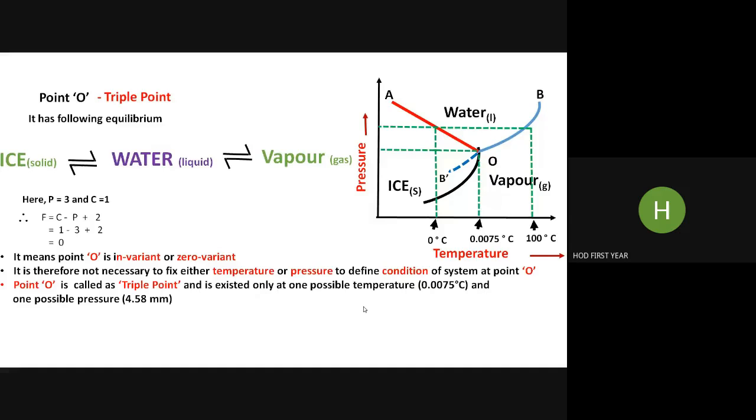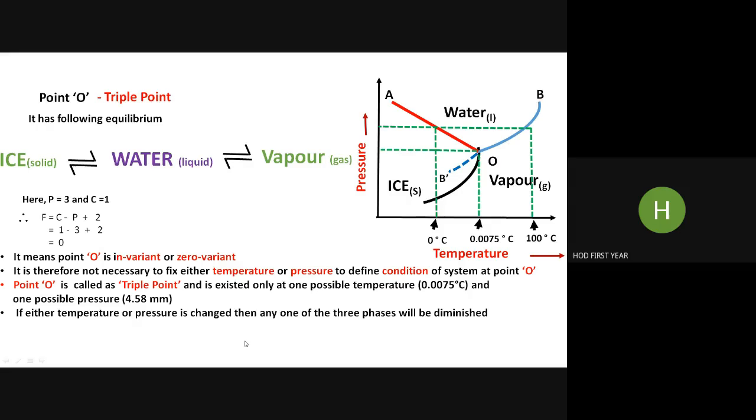If we interfere, then one of the phases will be diminished. Understand? If we increase pressure, then one of the phases will diminish. If we increase temperature or reduce temperature, one of the phases will be diminished. Okay? So system is 0 variant. We don't have any right to interfere with this system. So if either temperature or pressure is changed, then any one of the three phases will be diminished. So that is the meaning of 0 variance. Just complete this. We will proceed further.